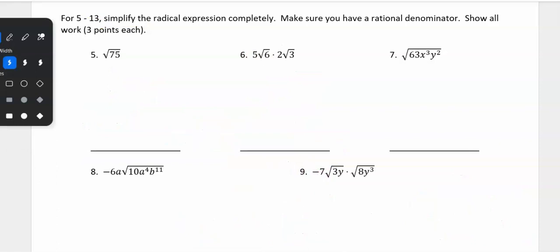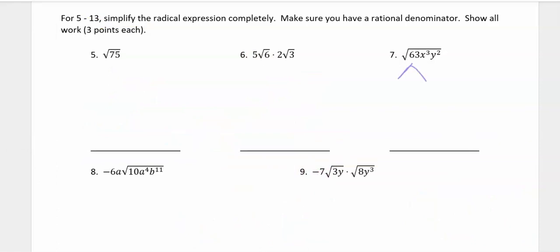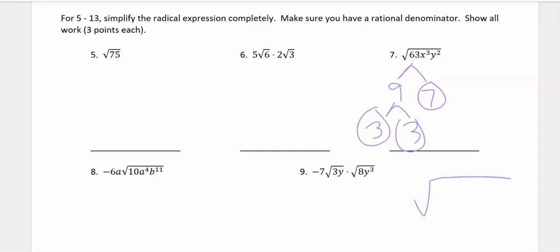For number 7, we've got variables going on in this one, but I'm going to break down the 63. So let's maybe do 9 and 7. 7's prime, 3 and 3. Get my answer going. Okay, pair of 3s. 3 comes out, 7 stays under.